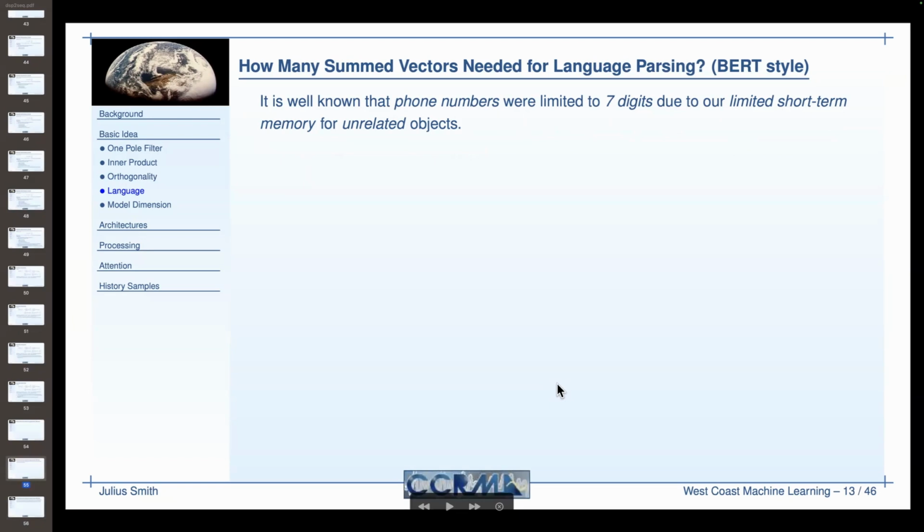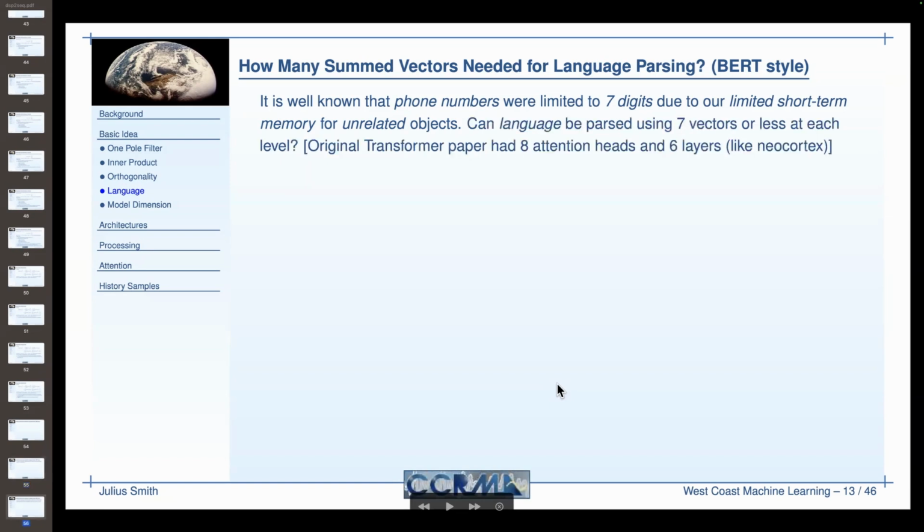It's 3 and 4. So I would claim that you already have 2 levels of hierarchy, or at least 1 level. I don't know how you say that, but it's not 1 set of 7. It's 3 and 4 things. That's a group of 2 things, 3 and 4. So I think that's very significant. My question then becomes, can language be parsed using 7 vectors or less at each level? This fits pretty well with the original transformer. It had 8 attention heads and 6 layers, like the neocortex. So it's in the right ballpark in terms of the sizes.